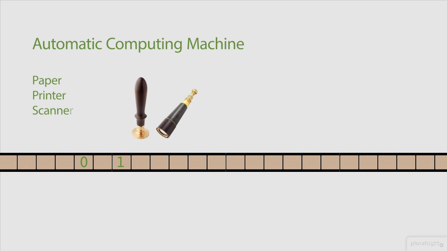computer. The printer scanner mechanism itself can be moved along the tape, but only one square at a time, to the left or right. Note that in an automatic computing machine, it is the printer scanner that moves, not the tape. The last component are the directions that the automatic computing machine will follow.